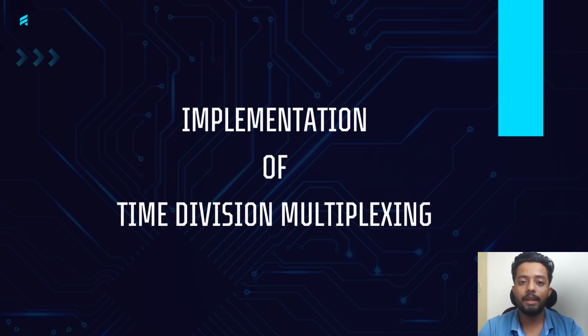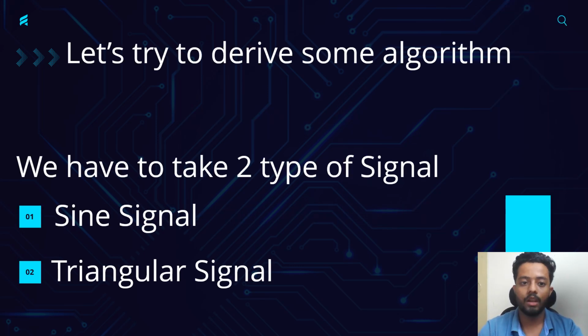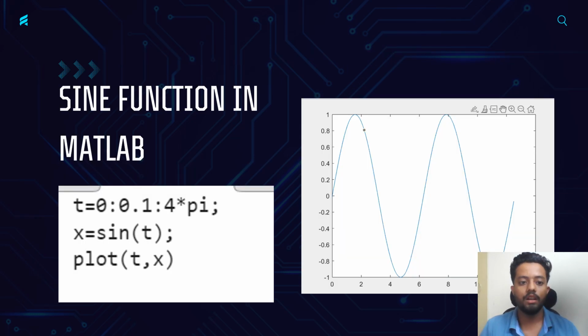Now we're going to implement time division multiplexing using MATLAB software. Here we take two signals. First is a sinusoidal signal, second is a triangular signal. First we take the sine function in MATLAB. Here we describe the time range, the function sine, and plot. Here you can see the output of the sine function.